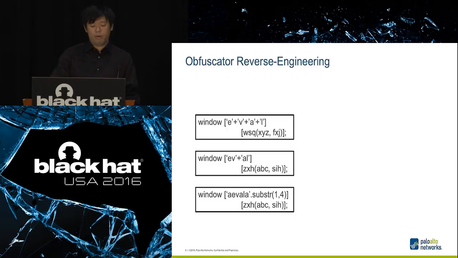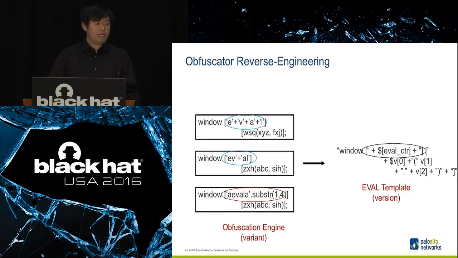Here's a quick example of obfuscator reverse engineering. We have 3 simple lines of code here. You can see there are 2 ways to construct the eval string here. The first two use string concatenation to construct the eval string, and the third one uses the substring method. The way they are constructed here, we call it obfuscation engine logic. The first two use the same obfuscation engine logic, so we say they belong to the same variant.